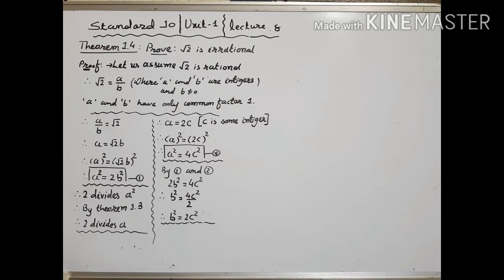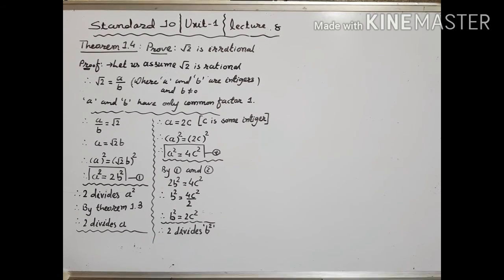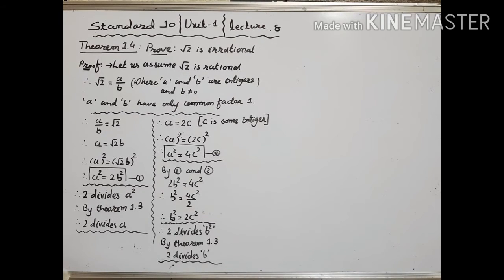So here in the factors of the right hand side of this result, you can see 2 as a factor of b square. So we can say b square is divisible by 2. It means 2 divides b square, and by theorem 1.3, 2 divides b. So here we got two statements. The first one is 2 divides a, and the second one is 2 divides b.